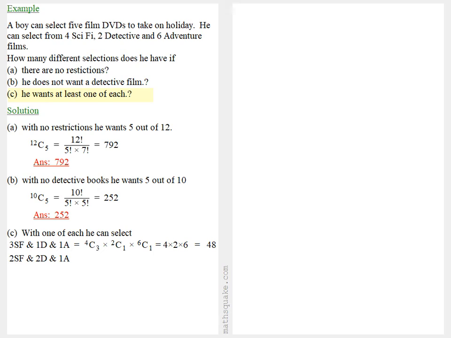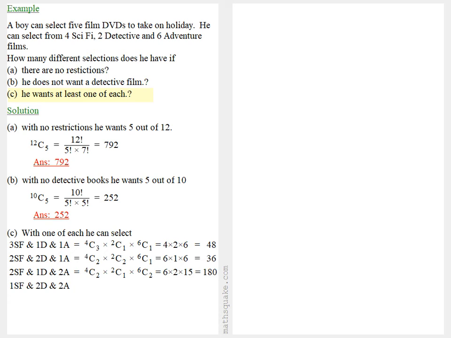He could choose 2 science fiction, 2 detective, and 1 adventure. And that's 4C2 times 2C2 times 6C1, which is 6 times 1 times 6, which is 36. He could choose 2 science fiction, 1 detective and 2 adventure. That's 4C2 times 2C1 times 6C2, which is 6 times 2 times 15, or 180.